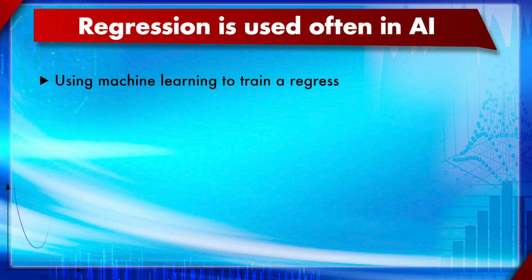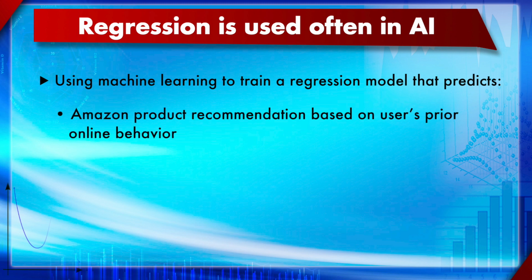Regression is quite often used in artificial intelligence, using machine learning to train the regression model that predicts, for example, from real day-to-day life, you can say Amazon product recommendation based on the user's prior online behavior. Whatever things you bought earlier, for example, if you bought a number of cat-related items, the Whiskas or the Pedigree cat food, then they will recommend more and more cat-related or pet-related things to you. So these are nothing but a regression model that is being used by Amazon's software algorithm.